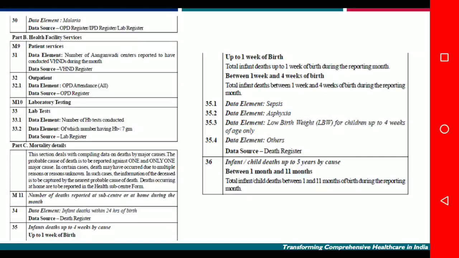In the laboratory tests, the number of Hb tests conducted, and of those, the number with Hb less than 7 gram. That information will be taken from the lab register.